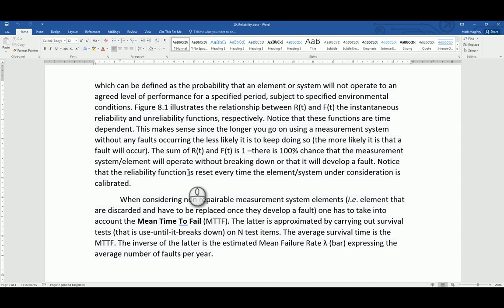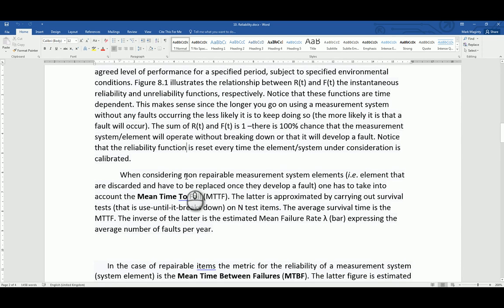So when considering the non-repairable items of a measurement system, so for instance one that's just discarded, thrown away once it does develop a fault, the mean time to failure, or MTTF, has to be taken into account. There's going to be a few of these coming up, this type of mean time, to or between, and they're all sort of denoted by their contracted forms, initialisms of MTTF, MTBF, and so on. There'll be other ones you'll see later on as well.